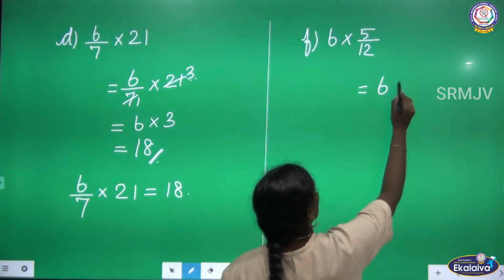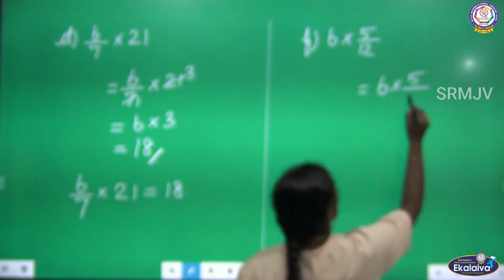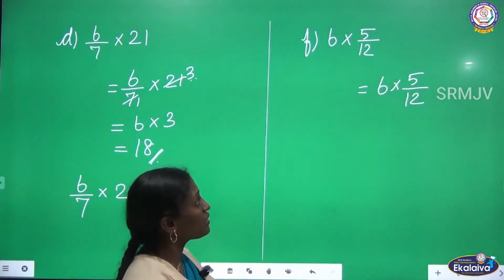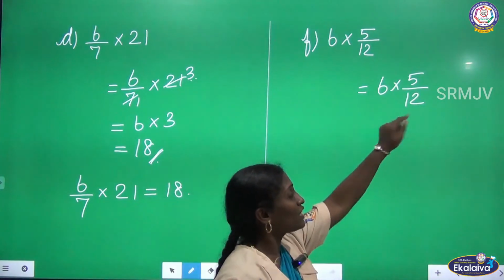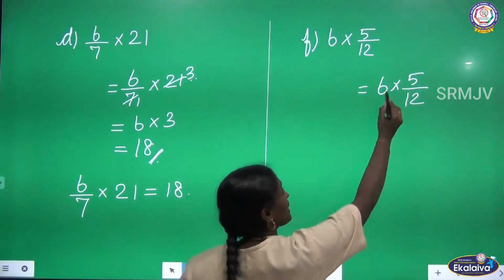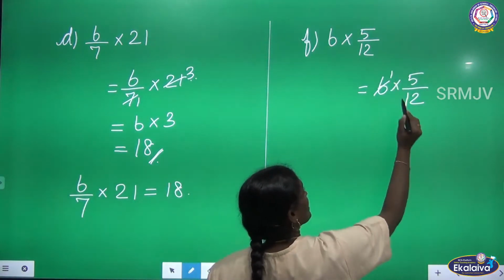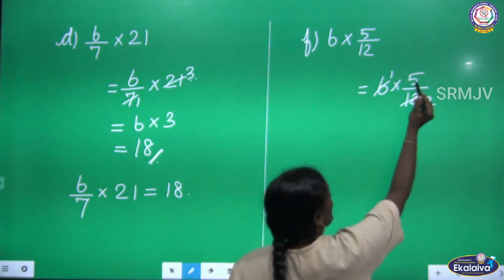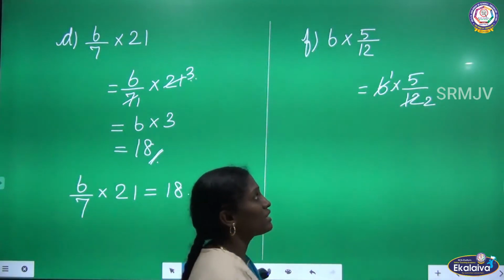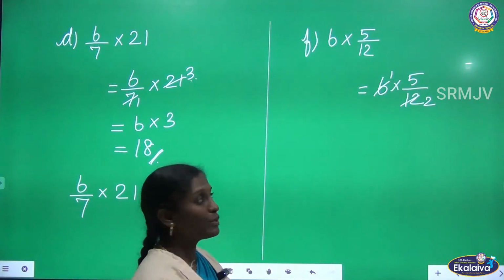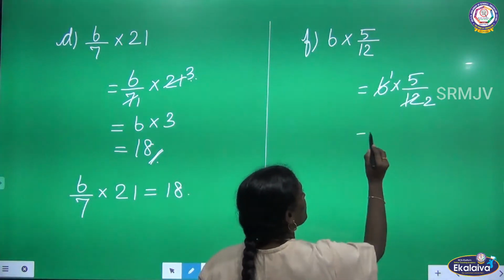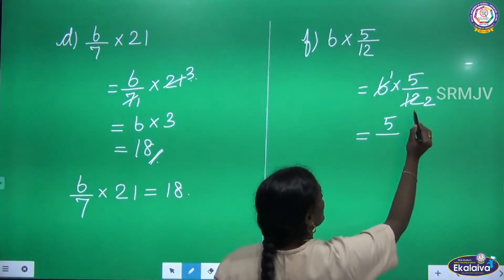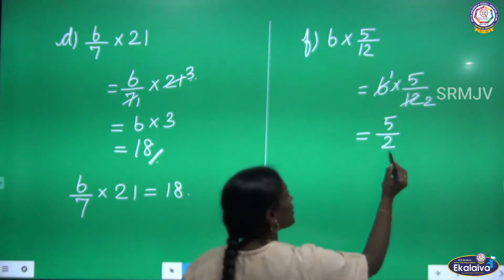Here 6 is the whole number and 5 by 12 is the fraction. Now can we reduce the numerator and denominator? See the numbers, 6 and 12 are divisible by 6. We can reduce 6 and 12. In the 6 table 1 time, here in the 6 table 2 times. Here in the numerator 5, in the denominator 2 is there. 5 is not divisible by 2. So we have to multiply the numbers which are in the numerator. 1 into 5, that is 5. The denominator 2. 5 by 2.